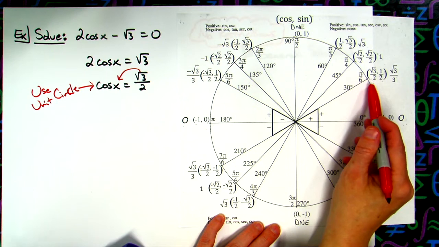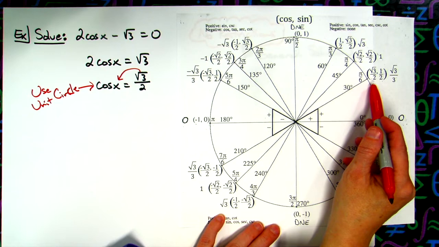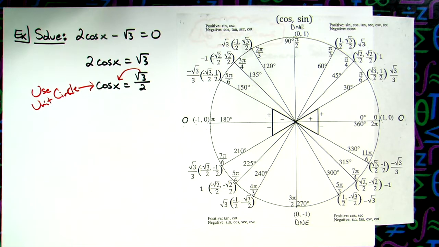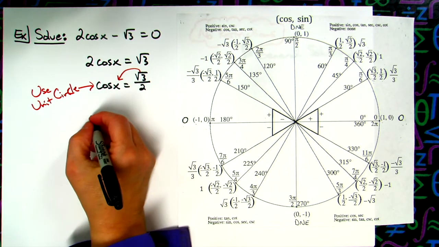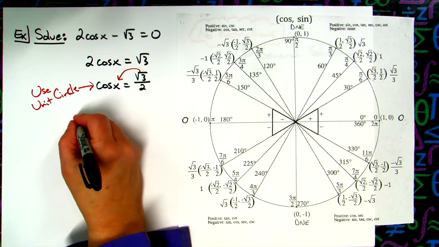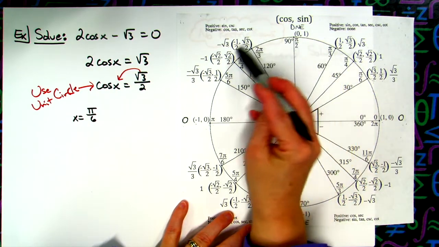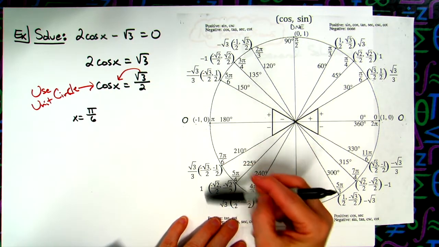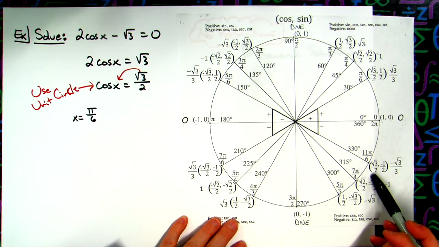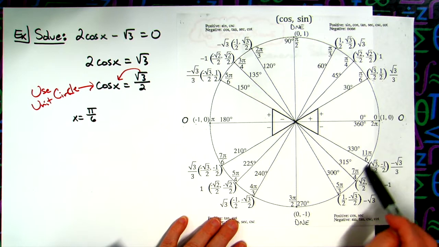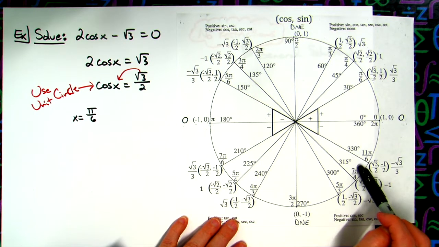What angle in radian measure gives me that? Pi over 6. In radians, yeah. So I have one answer of x equals pi over 6. Then I'm going to keep looking until I come to that's a negative one, don't want that one. There's one right here. I had to go all the way down here. I found another positive square root of 3 over 2. So what angle gives me that answer? 11 pi over 6.